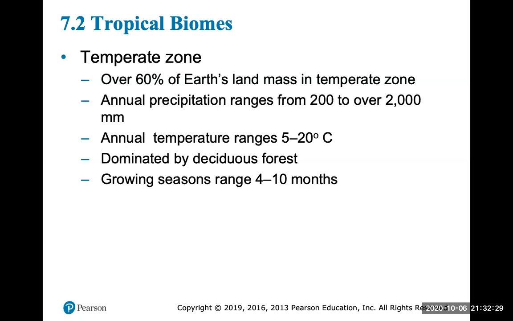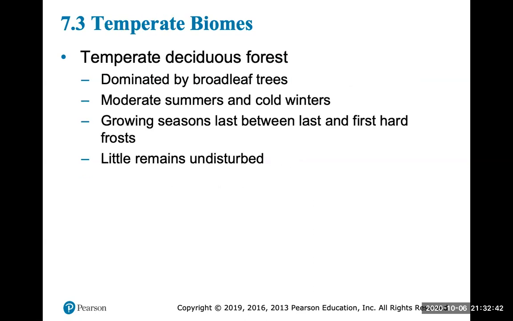Temperate zone: over 60% of Earth's land mass is in the temperate zone. You can look at the annual precipitation and temperature ranges. It's dominated by deciduous forests, and the growing seasons range from 4 to 10 months.